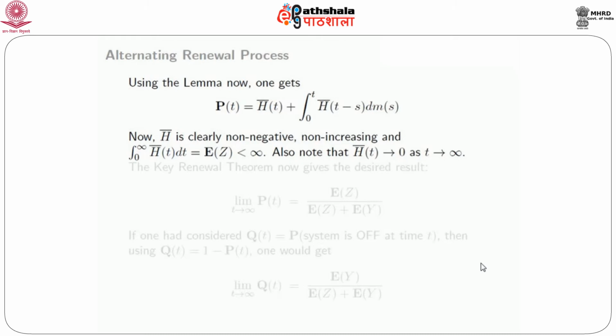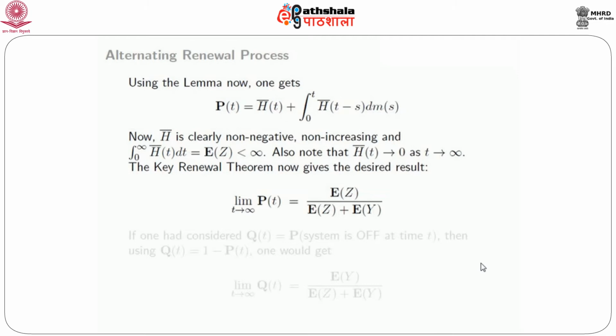So as already noted, H bar(t), which is a survival function, has to go to 0 as t goes to infinity. So therefore if we take the limit of p(t) as t goes to infinity, the first term H bar(t) goes to 0, so we'll be left with the limit as t goes to infinity of the integral from 0 to t of H bar(t minus s) dm(s). Now that is where the key renewal theorem comes in, and you can easily verify that it gives the desired result, namely that limit turns out to be E[Z] by E[Z] plus E[Y].